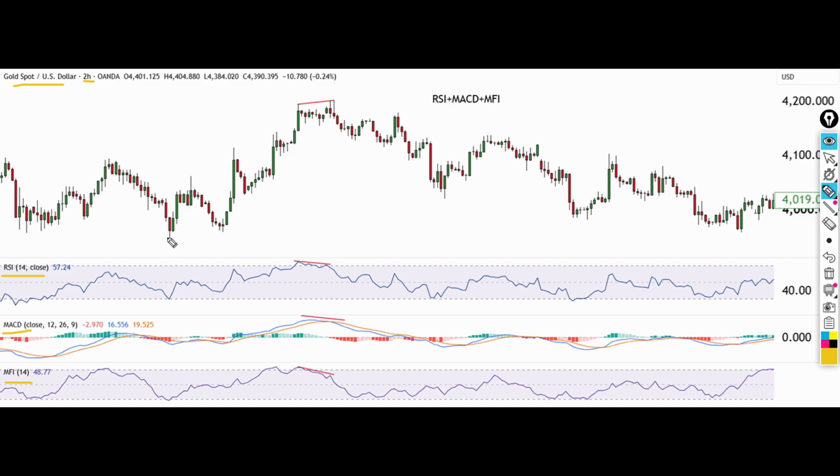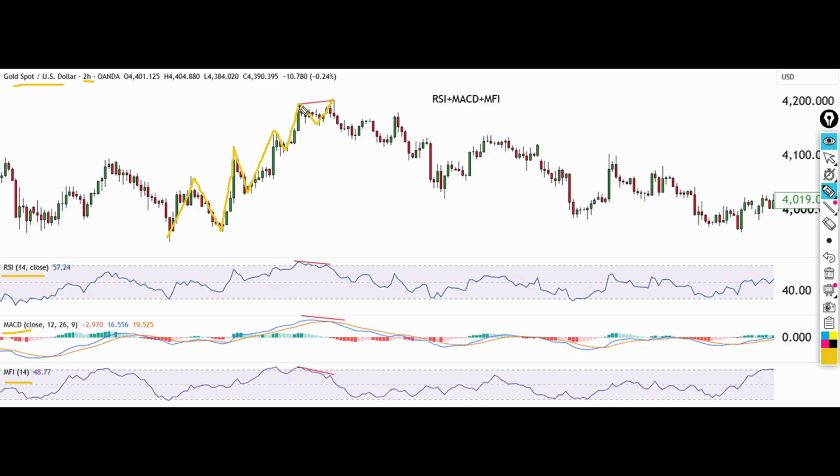We can consider this particular price action. This price action is creating higher high and higher low, higher high, higher low, higher high, higher low. This is a higher high, and this is a higher low, and this is a higher high. And if you see here, this red line, the price action is generating a higher high.